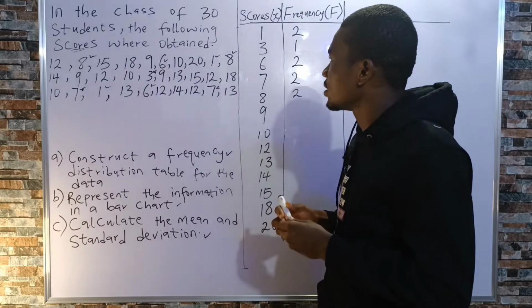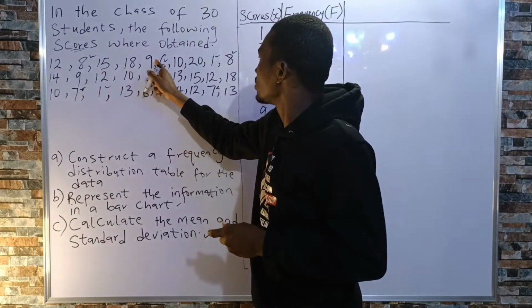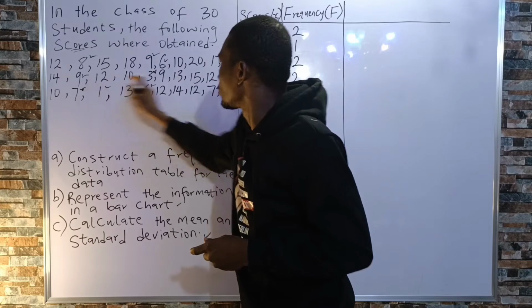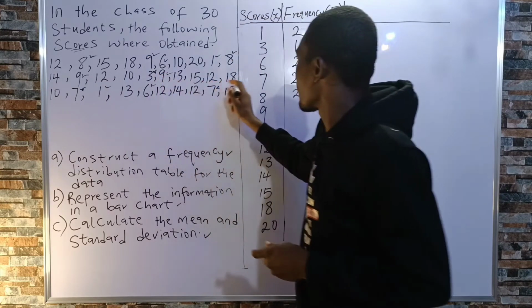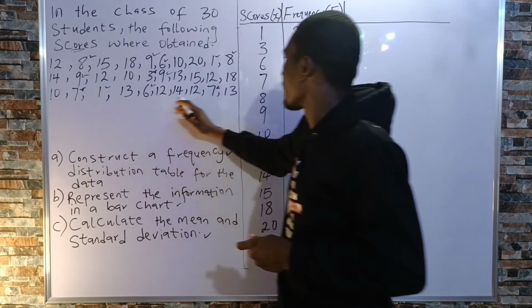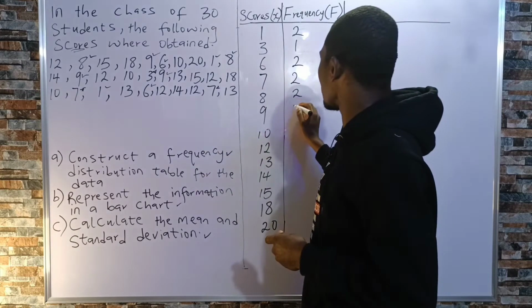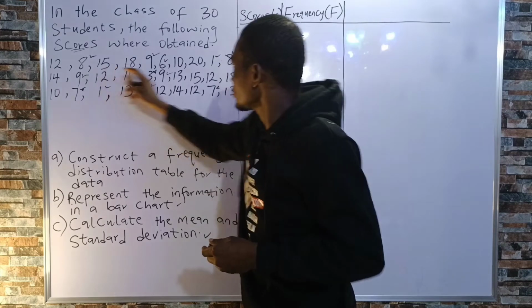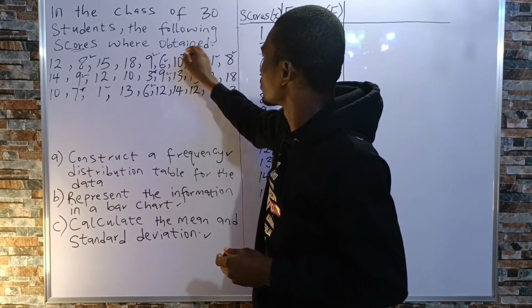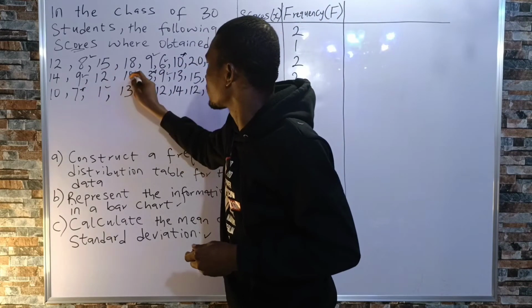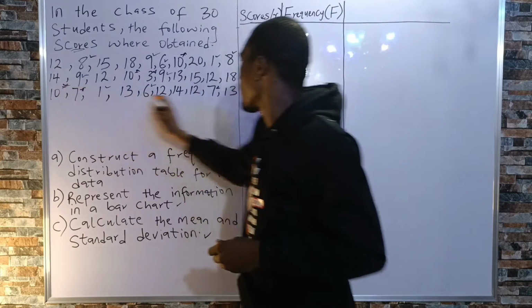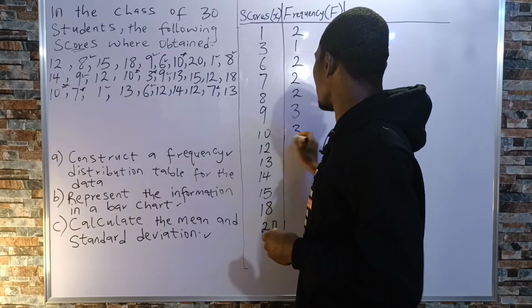Then for 9, let's check. We have 1. We have 2. We have 3. So 9 repeated itself 3 times. Then for 10, let's also check. We have 1. We have 2. We have 3. So it repeated itself 3 times.